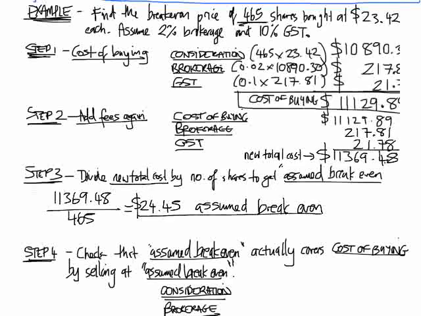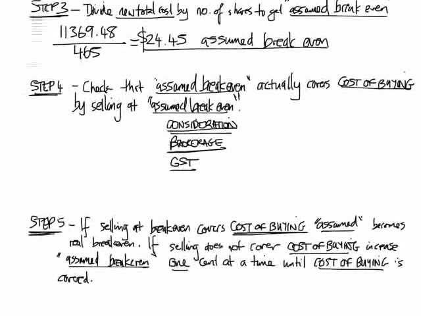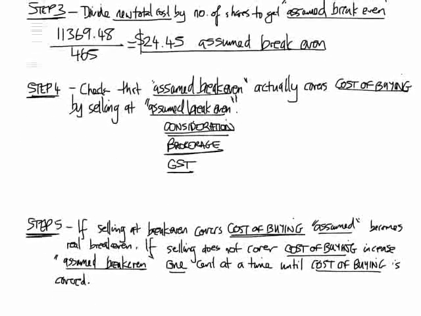So now we get to step 4. Step 3 is where you would have stopped at year 11. But year 12, you're asked to actually check that that assumed break-even does actually cover the cost of buying that we found in step 1. So how do you do that? You sell at the assumed break-even. And remember, when you're selling, it's minus the brokerage and minus the GST, unlike before.